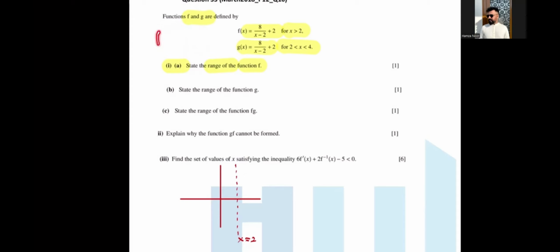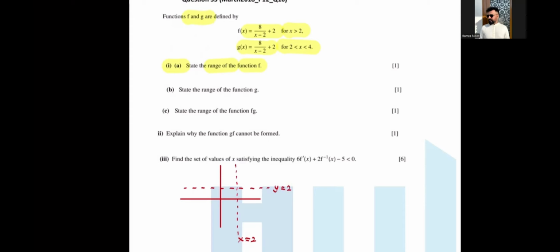So x is undefined when f(x) equals 2. This essentially means that the line with the equation y = 2 is the horizontal asymptote over here. So the horizontal asymptote is y = 2. As simple as that.